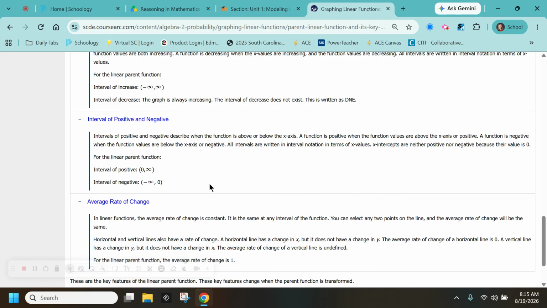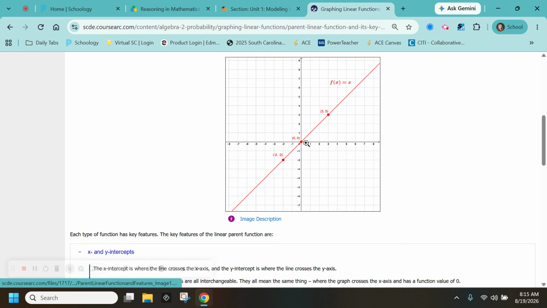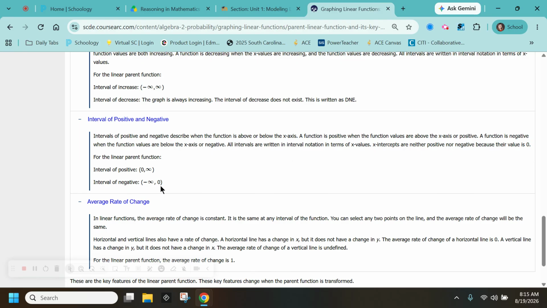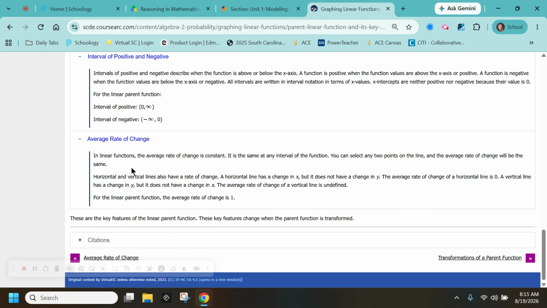And then interval of negative, our values are below the x-axis from negative infinity up to that 0. And again, this is read from left to right. So it's not 0 to negative infinity. Negative infinity is below 0. And then average rate of change. In linear functions, the average rate of change is constant. That is your slope. It is the same at any interval of the function.